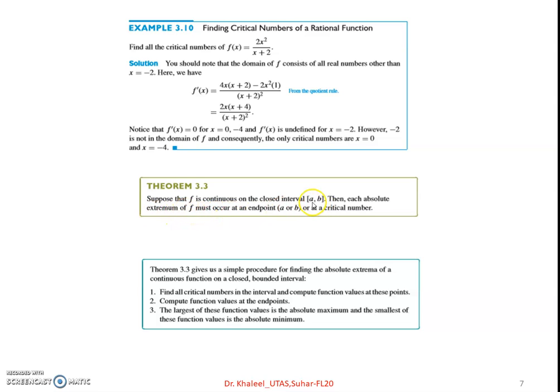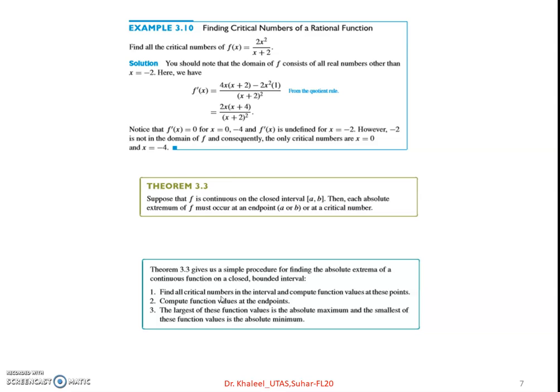each absolute extremum of f occurs at either the endpoint a or b, or at a critical number. This is the rule. So in all, the method of finding the absolute extrema of a continuous function on a closed interval is this. Number one, find all the critical numbers.